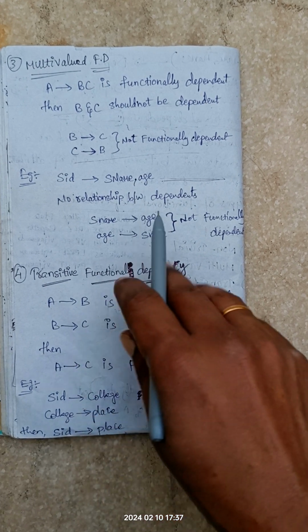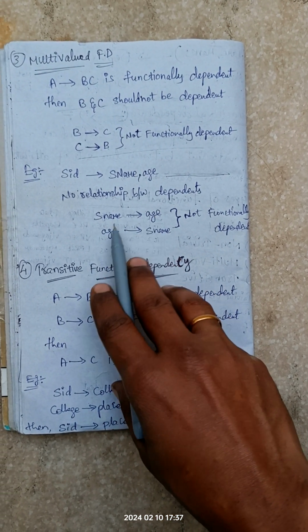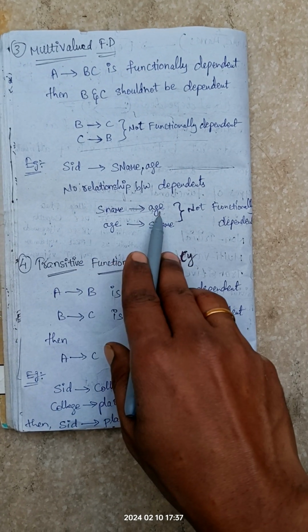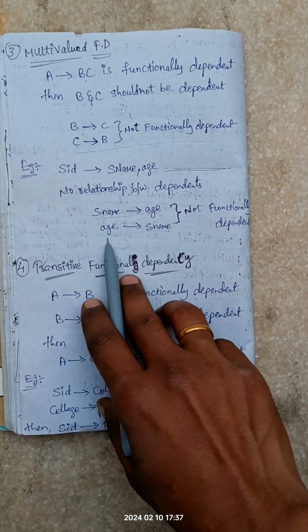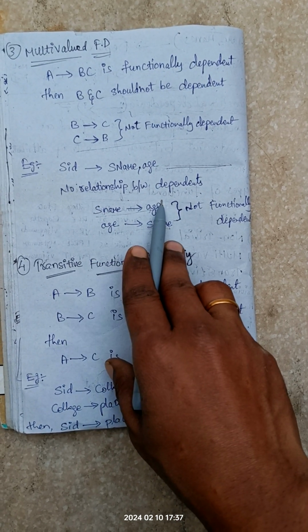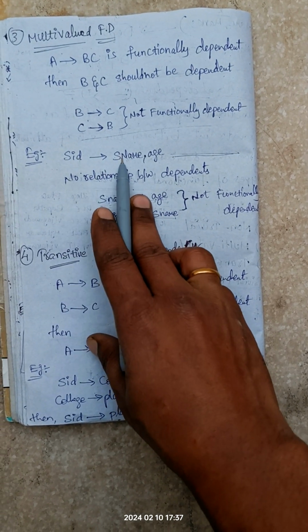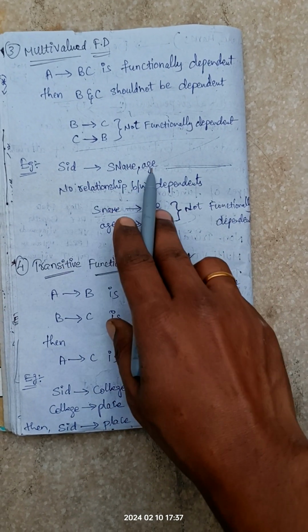See, so I'm saying student name tends to age and age tends to student name, not functionally dependent. So this is not functionally dependent. This is not functionally dependent. So if B tends to C, C tends to B, not functionally dependent, then student ID tends to student name, age is functionally dependent. Condition is satisfied, so it is true. So this is functionally dependent, I'm saying.